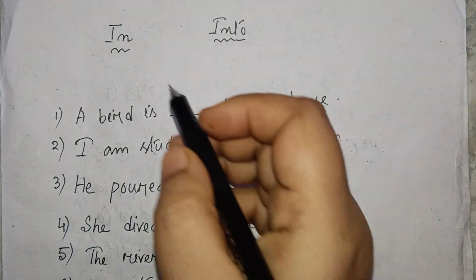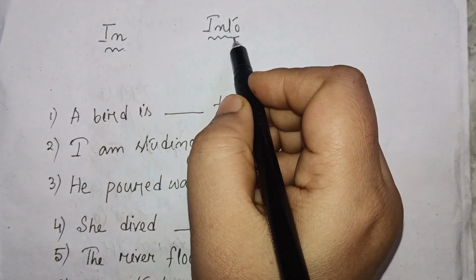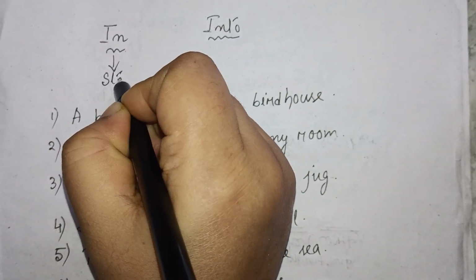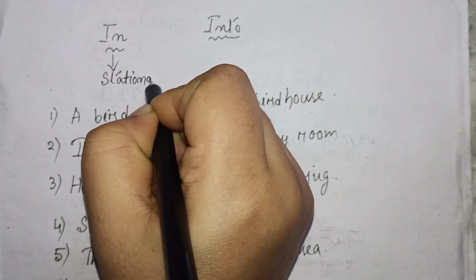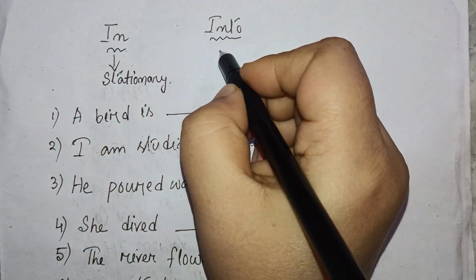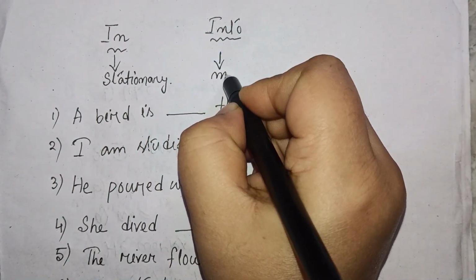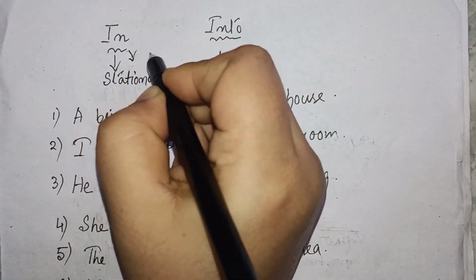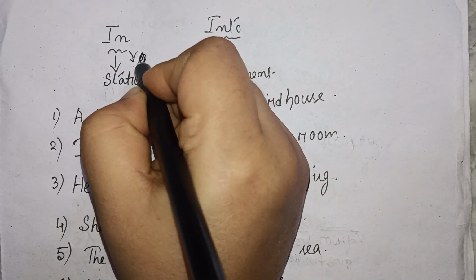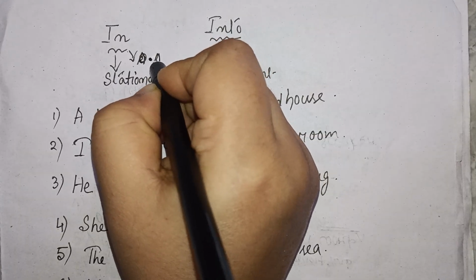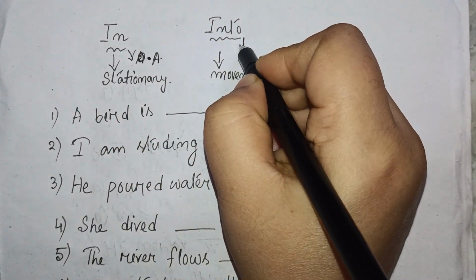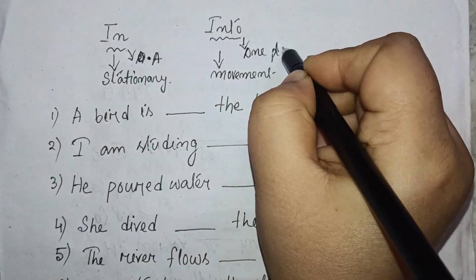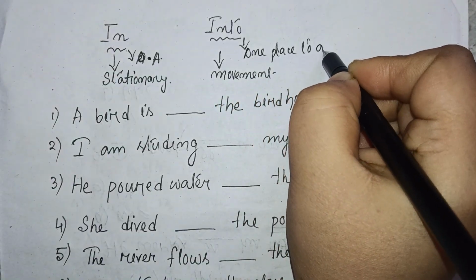Hello friends, so today we learned about the differences between in and into. In is used with something that is stationary, and into is used when something is in motion. In is used when something is at one point that is not moving, but into is used when something is moving from one place to another.